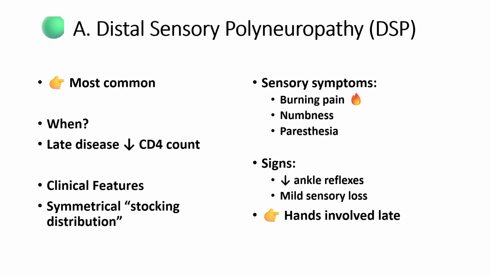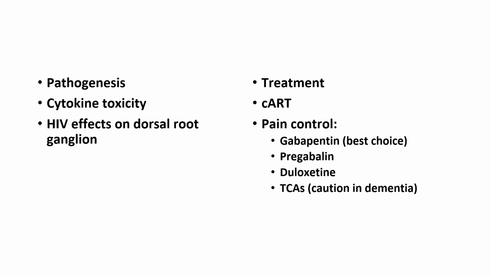Distal sensory polyneuropathy is the most common presentation. It occurs later in disease with reduced CD4 count. It presents in the form of symmetrical stocking distribution. Sensory symptoms are burning pain, numbness, paresthesias. Signs are reduced ankle reflexes and mild sensory loss. Hands are involved later in the disease. It involves cytokine-mediated toxicity and HIV effects on the dorsal root ganglion. Treatment involves antiretroviral therapy and pain control using gabapentin, pregabalin, duloxetine, and TCAs.